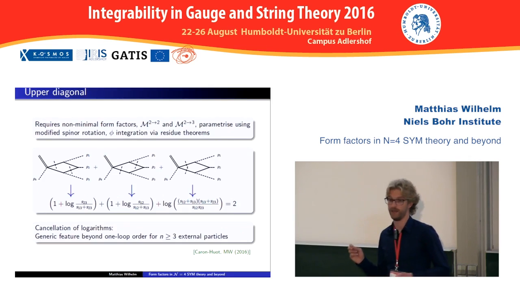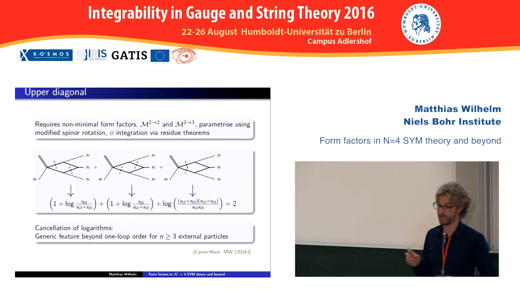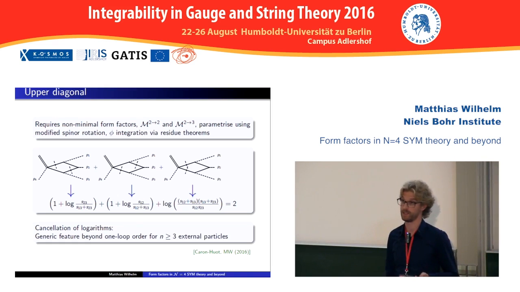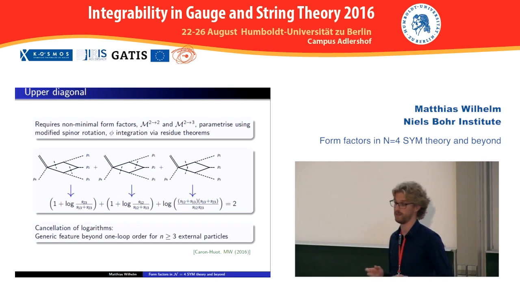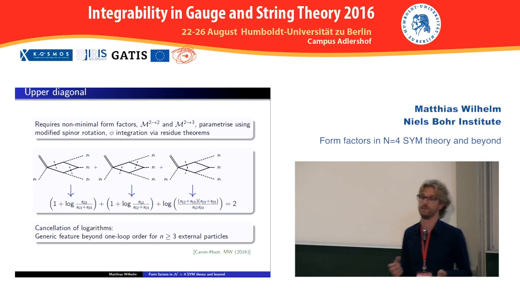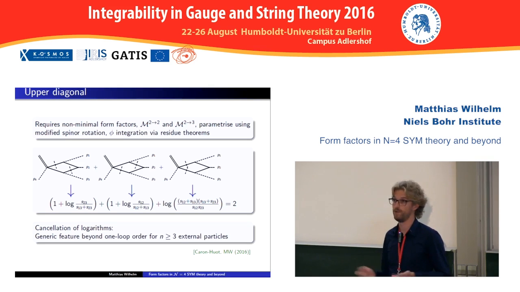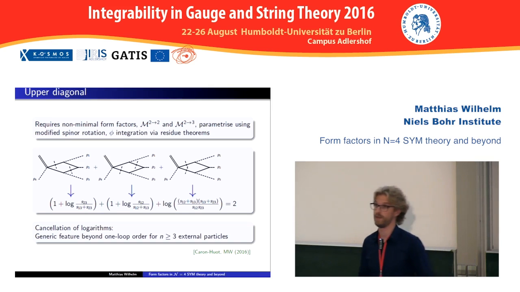The upper diagonal element increases the length from 3 to 4 and requires the non-minimal form factors with the 2-to-2 scattering amplitude as well as the 2-to-3 scattering amplitude. We can parameterize these phase space integrals using a modification of the previously used spinor rotations. And then we can perform the azimuthal phi integration via residue theorems.